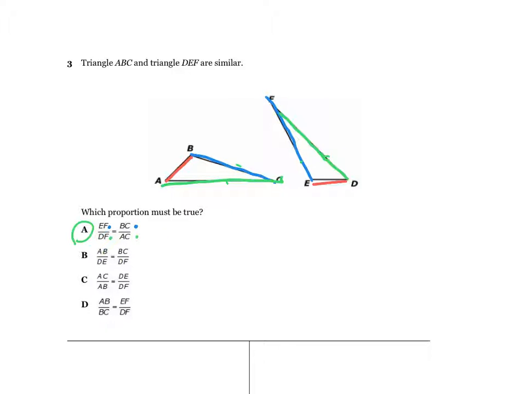But let's look at AB red, DE red, BC blue, DF green. That's why that one doesn't work. AC green, AB red, DE red. That's why that one doesn't work. And then AB red, BC blue, EF blue. So that's going to not work. Okay. So that should be why our setup is the way it is.